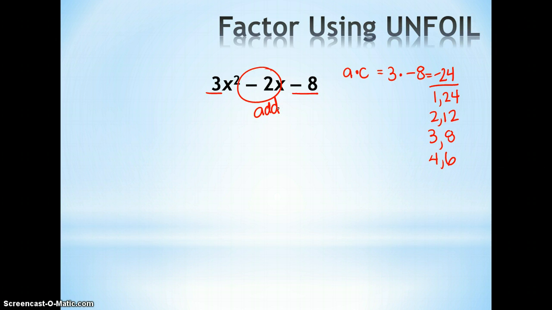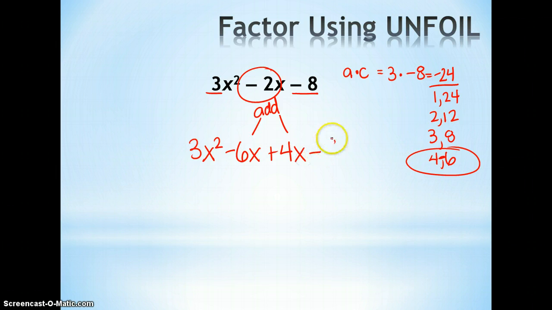Which set of factors? 1 and 24, 2 and 12, 3 and 8, 4 and 6. Well, if I chose 4 and 6, how could I get negative 2? Well, I could make 6 a negative 6. So when I choose my factors, I need to be careful about negatives and choosing the right number to be negative and positive. If I split this up, this is where I'm going to stop. Negative 2x becomes negative 6x and positive 4x. Those factors we're choosing are just helping you split it up.